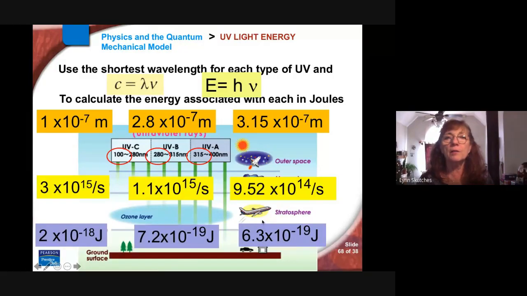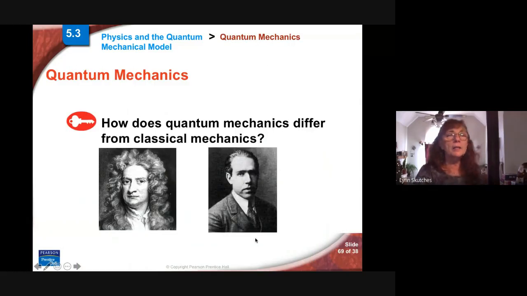So just a hint, there's 3 sig figs, 3 sig figs. This should have 3 sig figs.